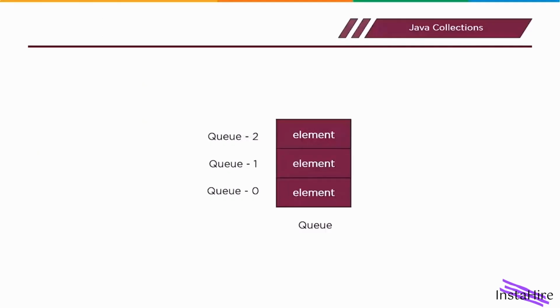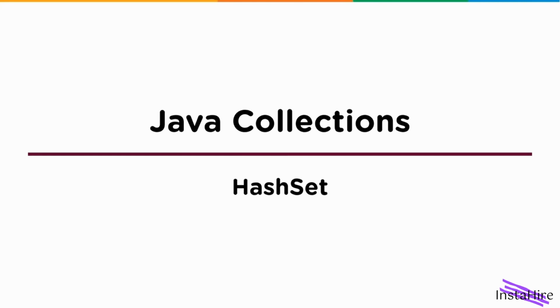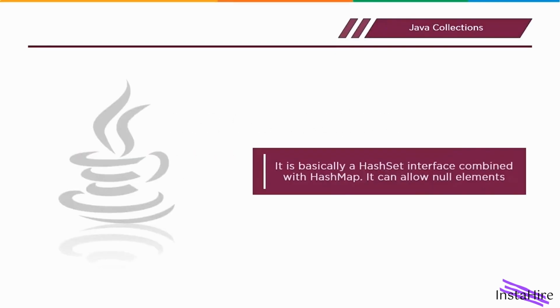Now with this, let's continue with the next type of Java collection. That is hash set. So what is a hash set? It is basically a set interface backed by a hash map. It allows null elements as well. Now to understand the hash set interface in a much better way, let's try to execute a program.